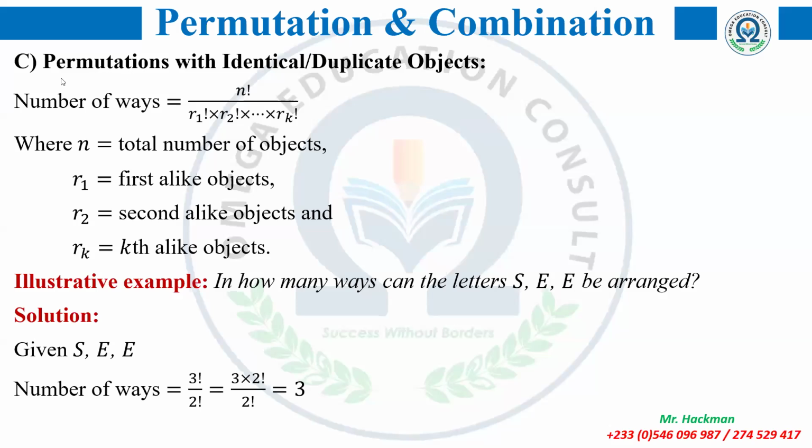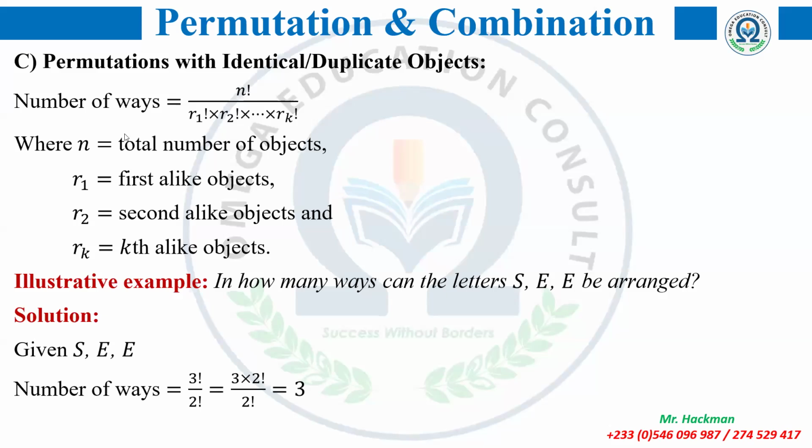So this is it. Now we are going to look at a situation: permutation with identical or duplicate objects. You realize that in the first two, A and B, we were dealing with distinct objects, where you take part of them to arrange, and B was where you arrange all of them, taking all of them at a time. So all were distinct. Now we have at least one duplicate or identical object. Whenever you have that situation, what do we do?